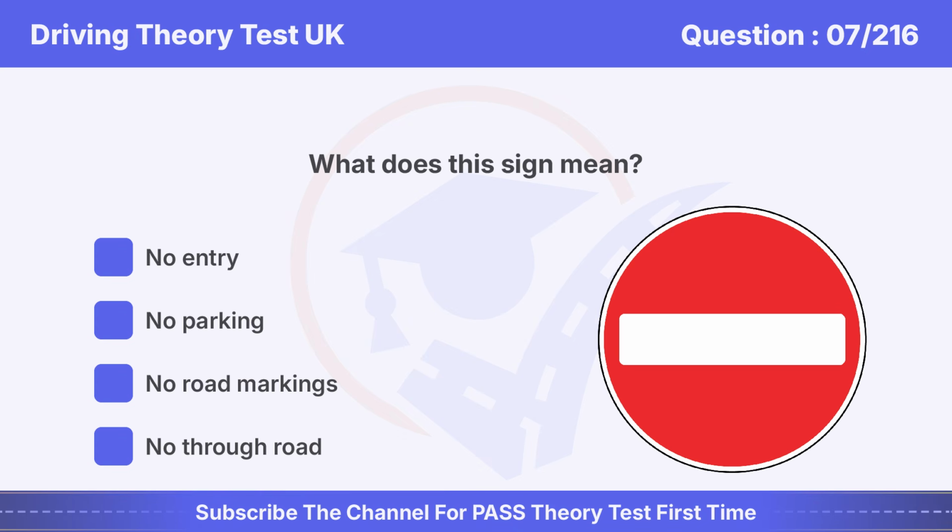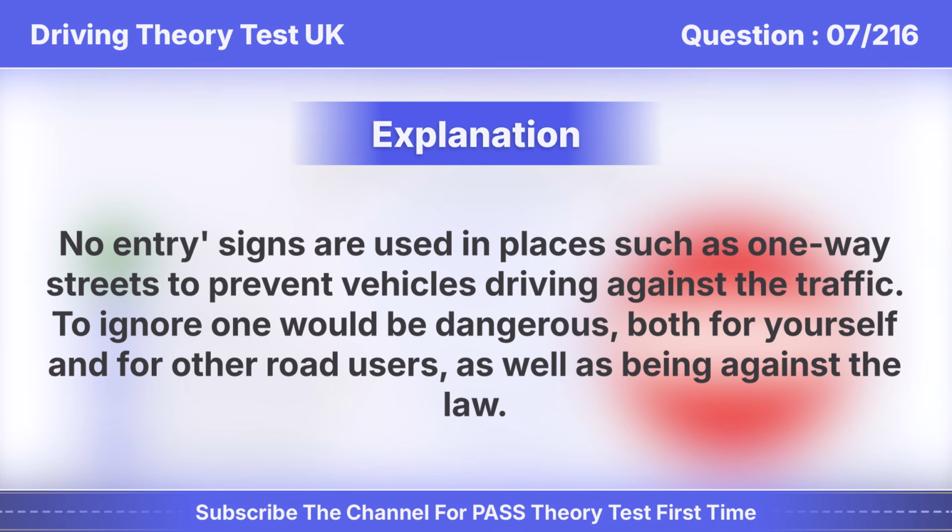Question 7. What does this sign mean? Answer is A. No entry. No entry signs are used in places such as one-way streets to prevent vehicles driving against the traffic. To ignore one would be dangerous, both for yourself and for other road users, as well as being against the law.